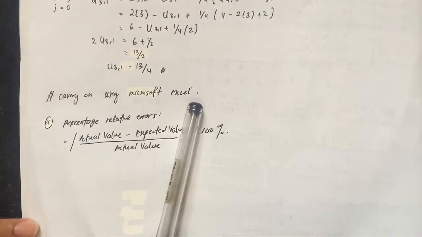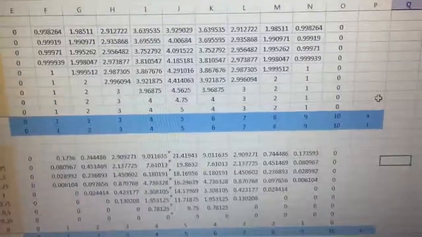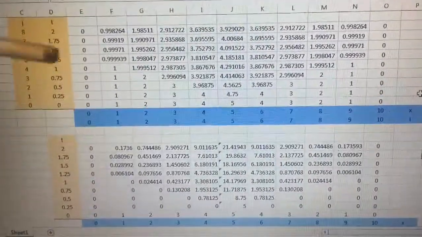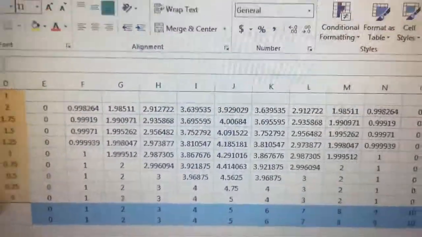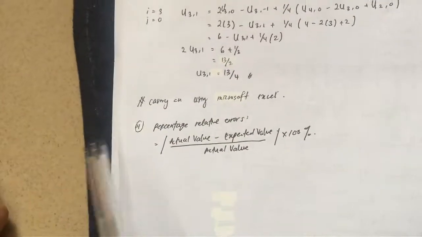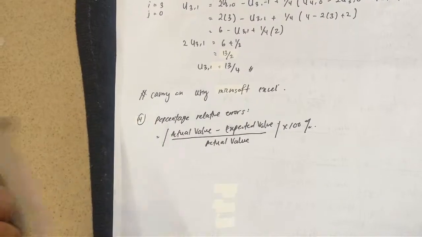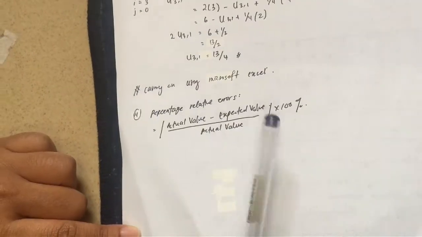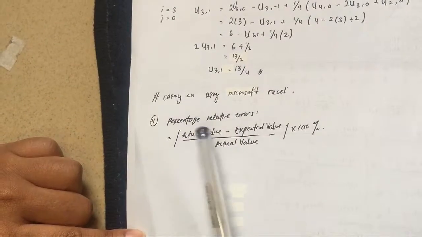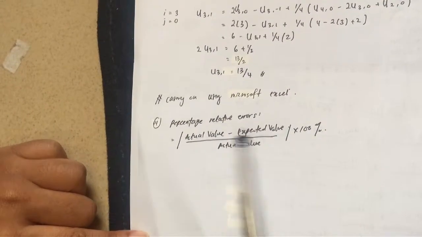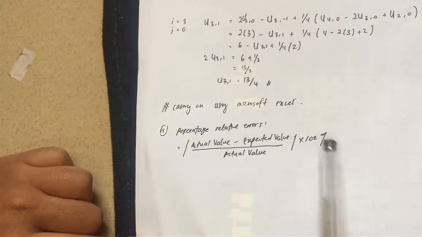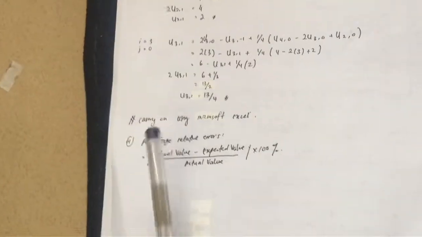Then carry on using Microsoft Excel like this. Ta-da! So this is the analytical value and the numerical value. Okay, so we got this. And then next, the question asked to find the percentage relative error, which the formula is actual value minus expected value over the modulus of the actual value, times 100%, because it's a percentage.